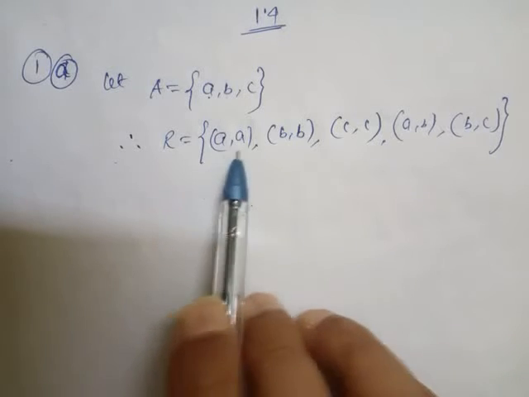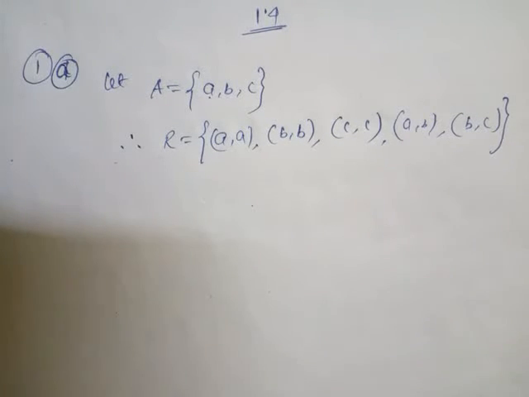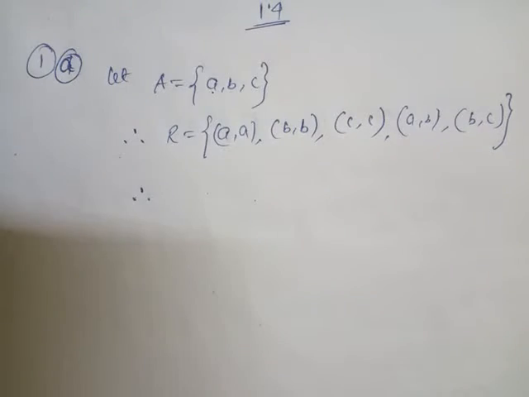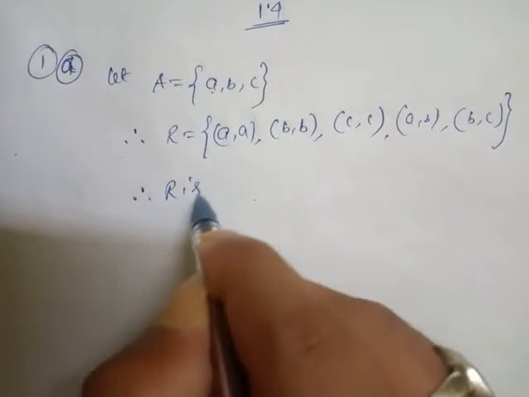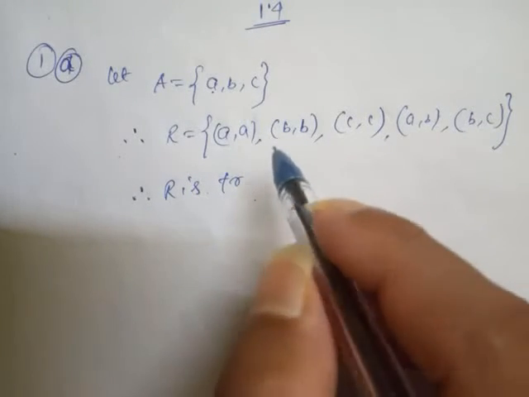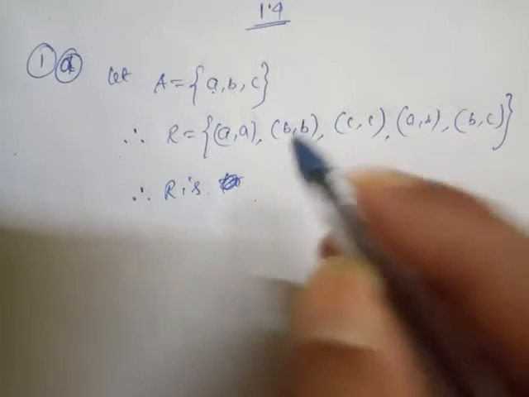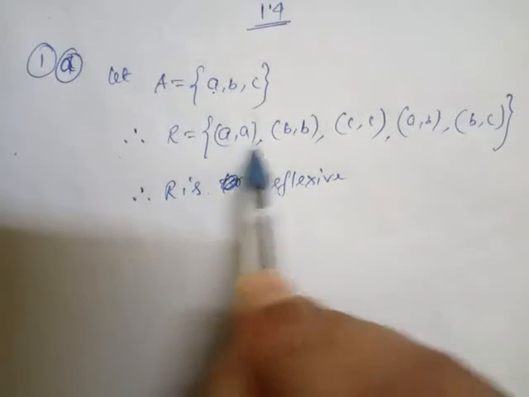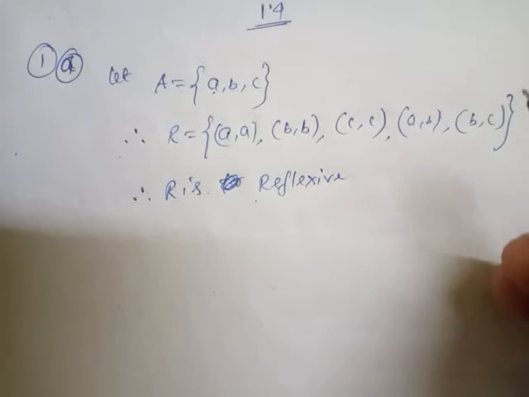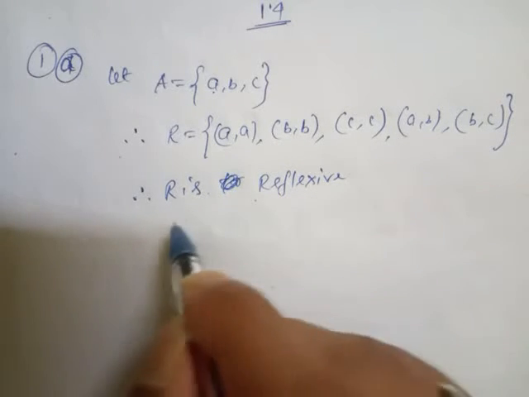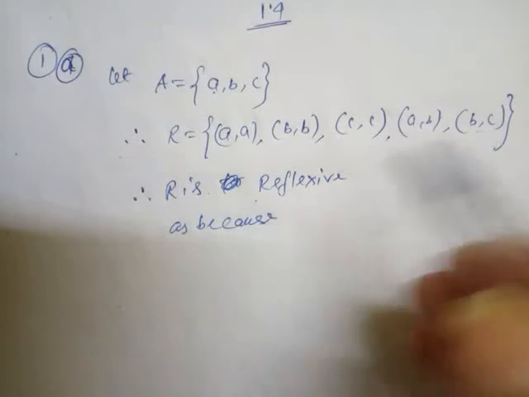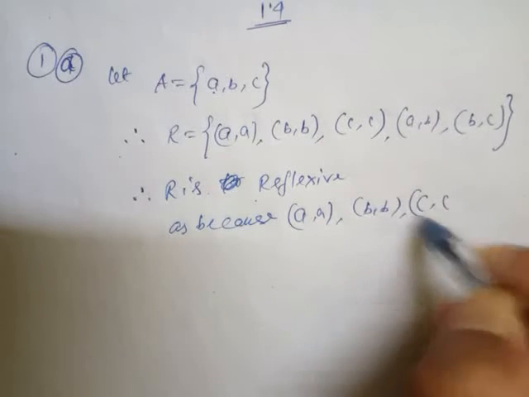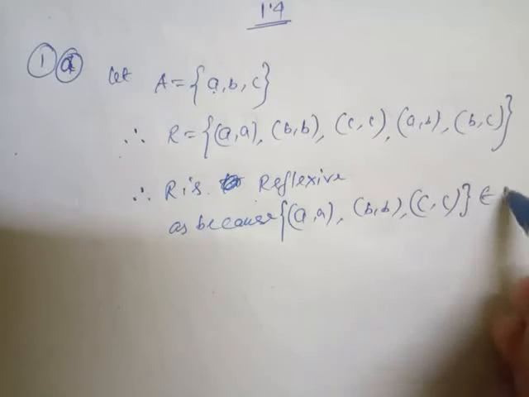Now look student here, (a, a), (b, b), (c, c) belong to R. So we can say that R is reflexive, because (a, a), (b, b) and (c, c) belong to R.